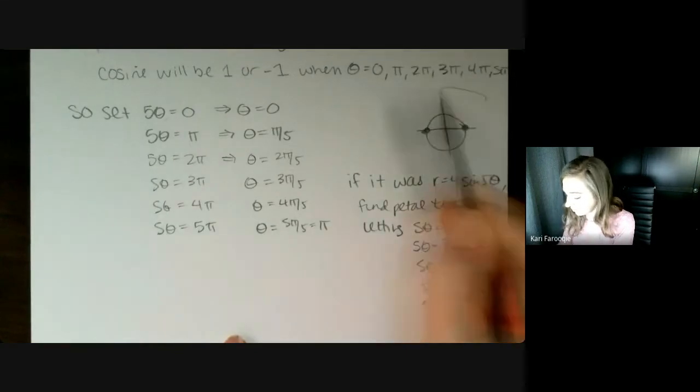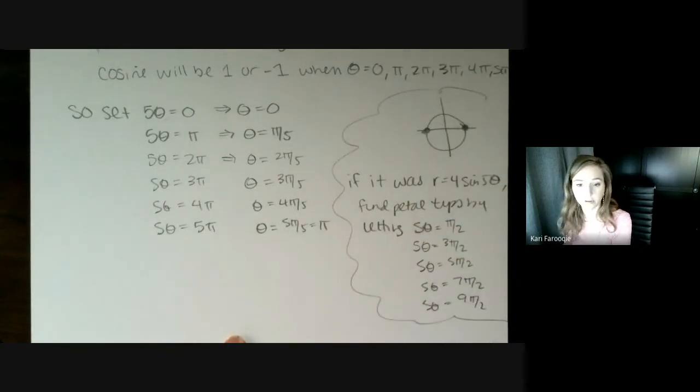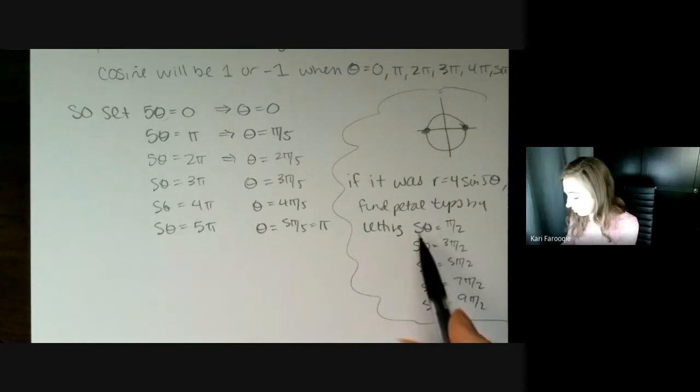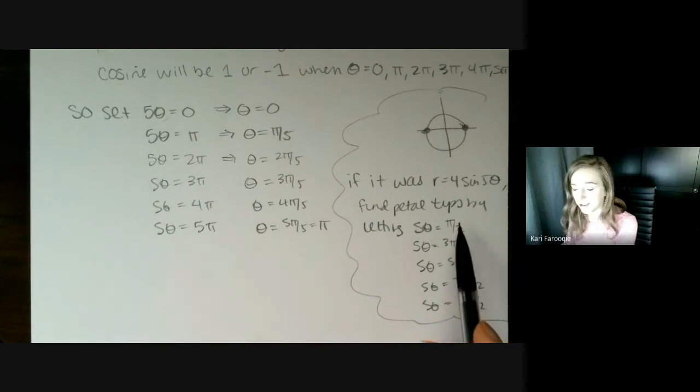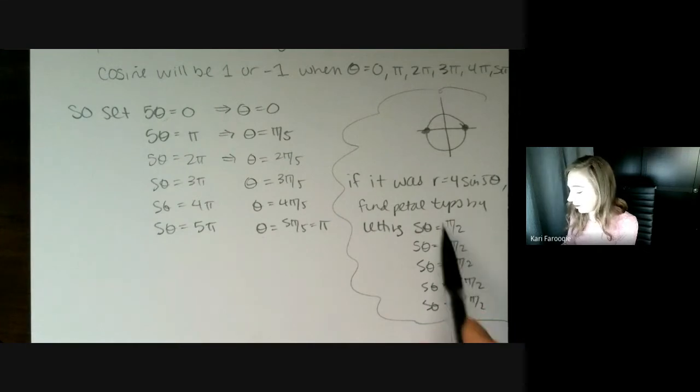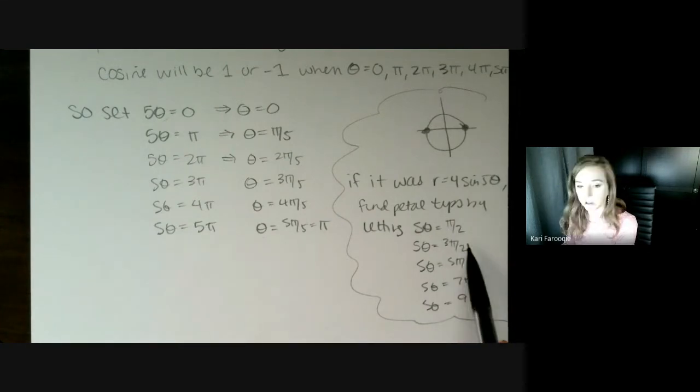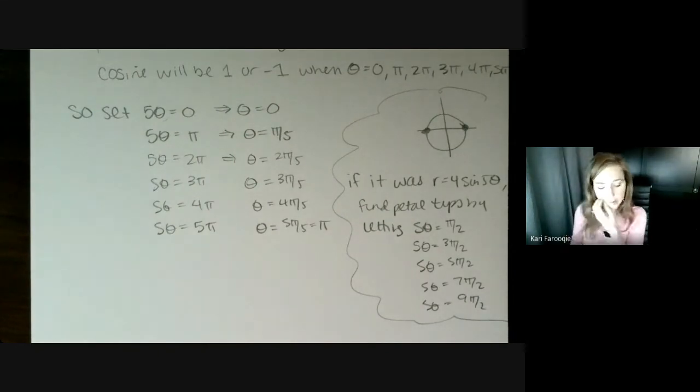So this is just a side note, but that would be how you would find the petal tips if it was sine instead of cosine, by looking at the greatest value they could possibly be. And for sine, you would get sine theta equals 1 at pi over 2, negative 1 at 3 pi over 2, positive 1 at 5 pi over 2, negative 1 at 7 pi over 2, positive 1 at 9 pi over 2. And then you would solve for theta for each one and get those values.